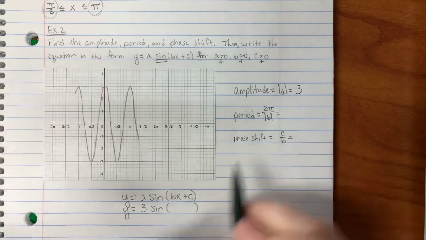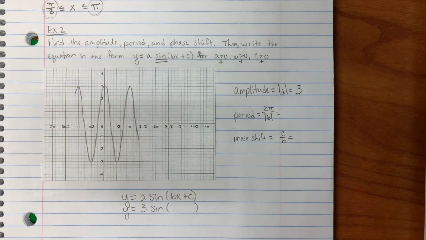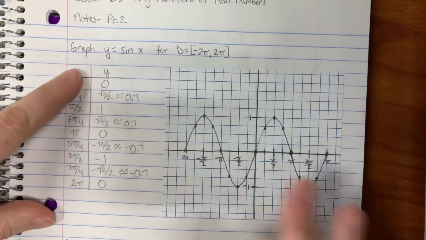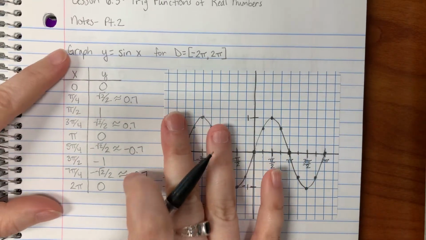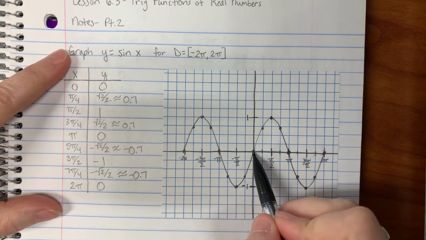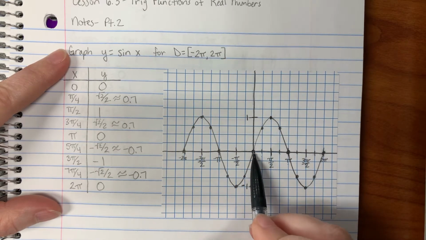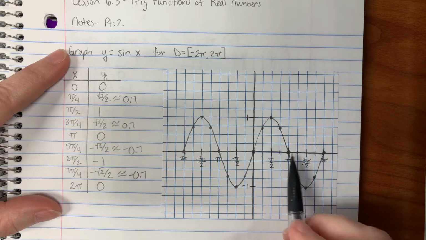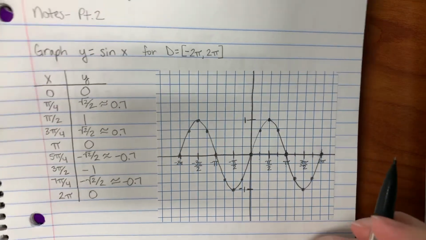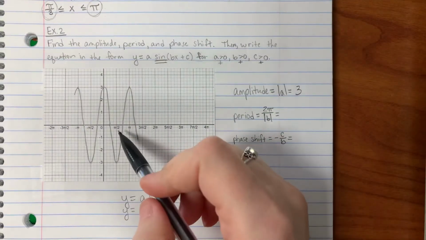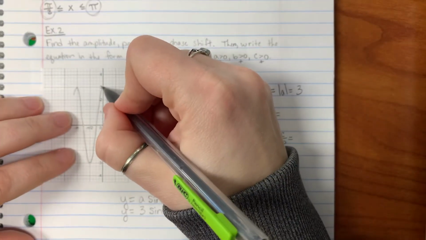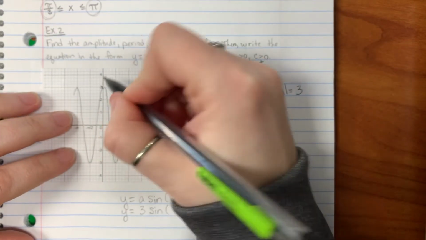All right, so let's talk about our period shift on this one. So if I'm looking at my sine graph right here, my typical sine wave, I'm noticing that mine starts at 0, 0, and ends at 2 pi, right? So at 0, and this is also at 0. There's a 0 in between, right? So if I'm looking at this one, mine is starting up here at 3 instead.